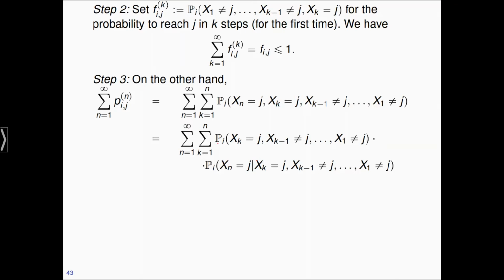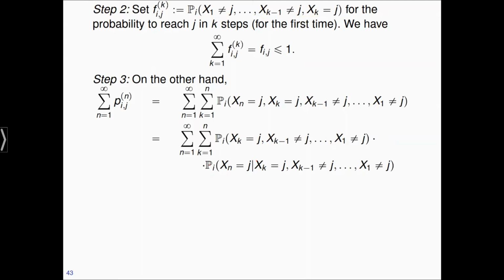Now what do we have here? This thing here is nothing else but the f_ij^(k) from the top. If you compare, this is exactly this term. It's sorted the other way around, but it's exactly the same term. So this is f_ij^(k). How about the second term?